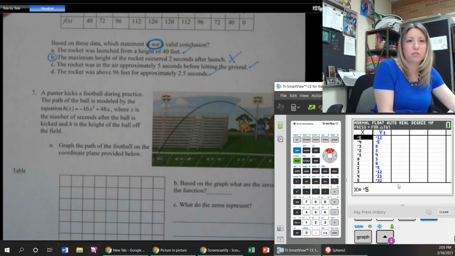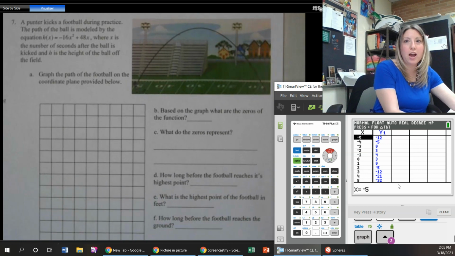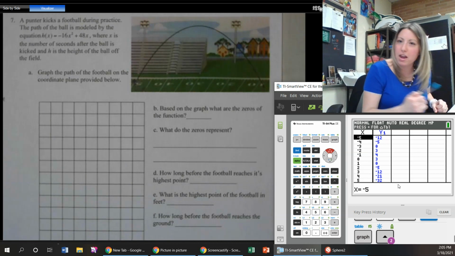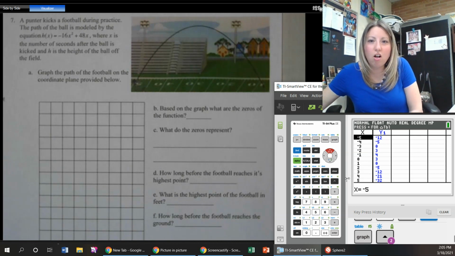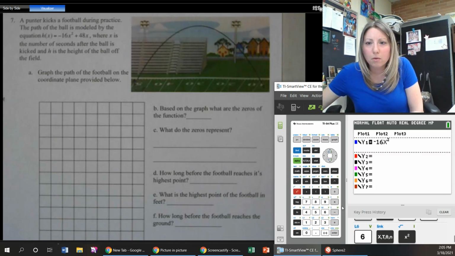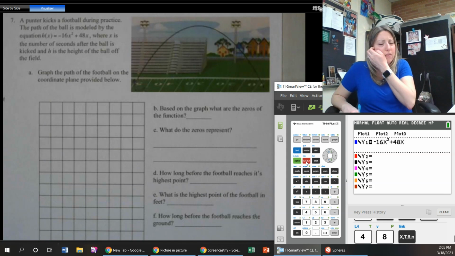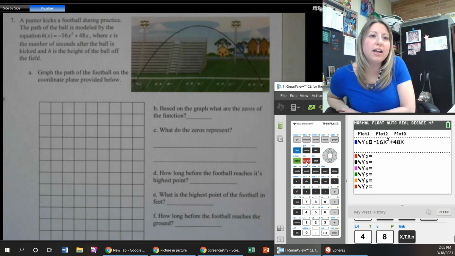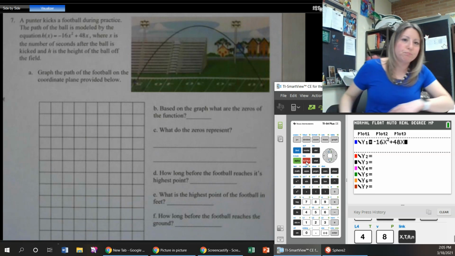Well, look at that. If a punter kicks a football in practice, it looks like a parabola. Huh. It's almost like math writes the world for us. Almost like that's exactly how it goes, right? Let's plug this in. Negative 16x squared plus 48x. So there's the equation for the path of the football as the punter is kicking the ball in practice, where x is the number of seconds after the ball is kicked, h is the height. Oh, because it's h of x. Got it. Yep. All right.